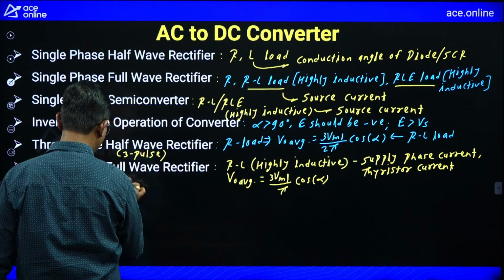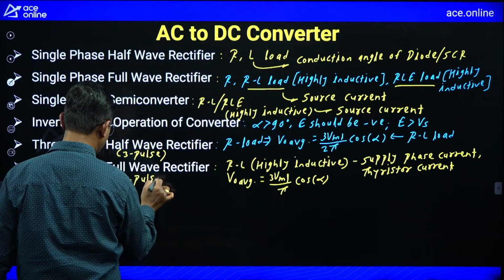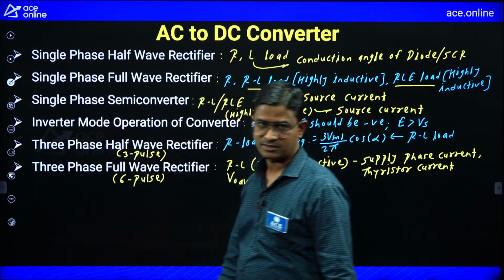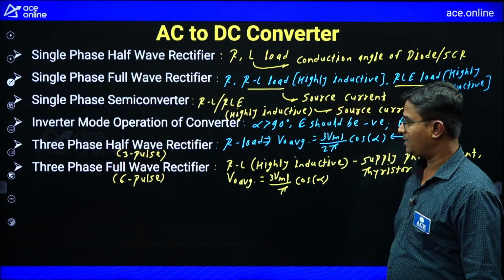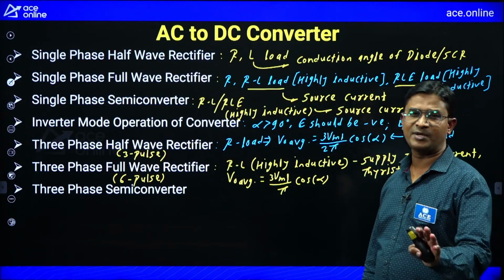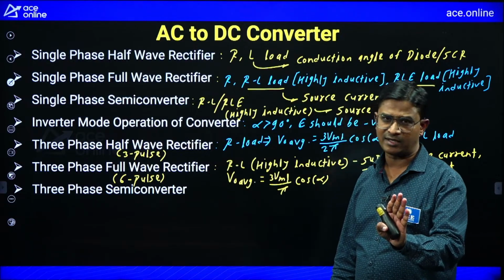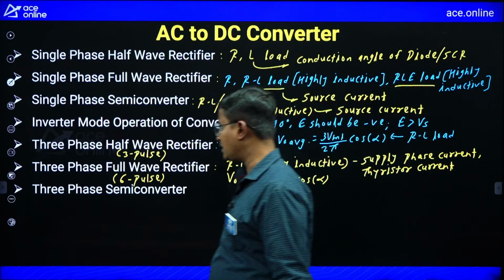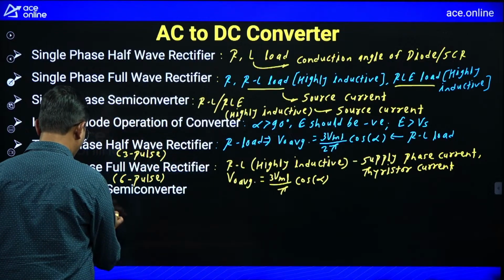This is a 6-pulse rectifier. Full wave is a 6-pulse rectifier, right? 6-pulse rectifier. Next, three-phase semi-converter. On three-phase semi-converter, very few questions they have asked. Only thing is here, conduction angle of diode.